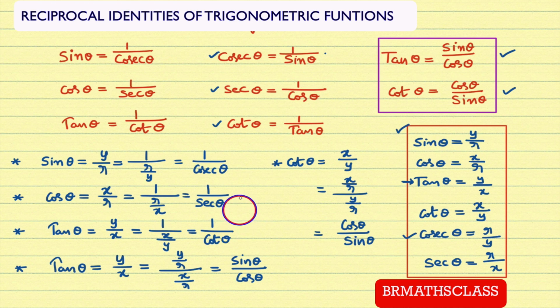So, in this class, we learn 6 reciprocal formulas and tan theta formula in terms of sin and cos. Tan theta is sin theta by cos theta. Similarly, cot theta can be written as cos theta by sin theta. It is important to memorize all these formulas because while doing exercise problems, we use these results very frequently.